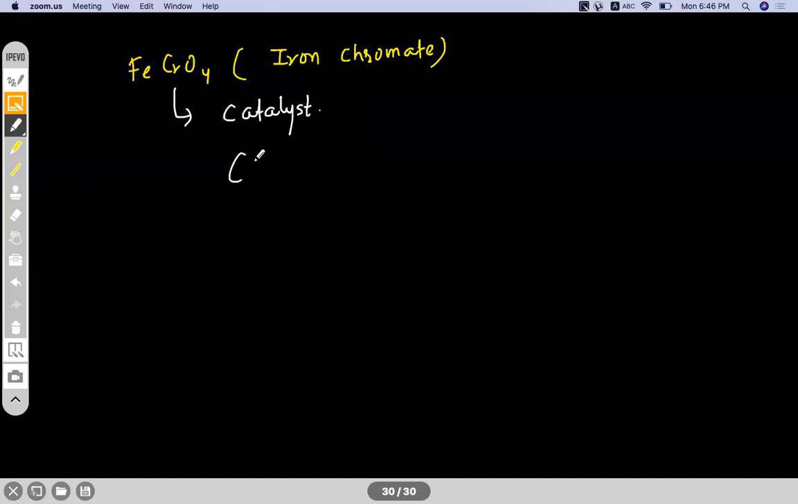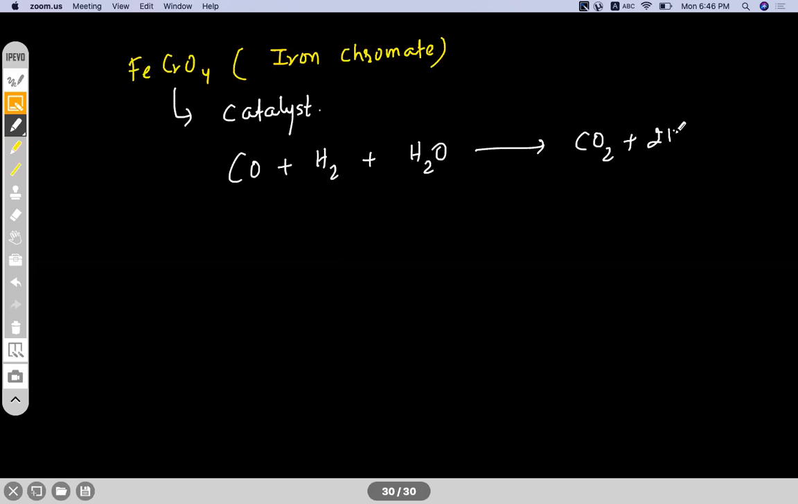So the water gas we have, CO plus H2, in presence of water and FeCrO4, converts into CO2 plus 2H2. The CO2 escapes and we get the pure form of hydrogen. Once again.